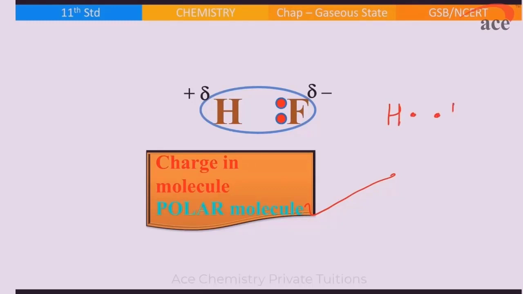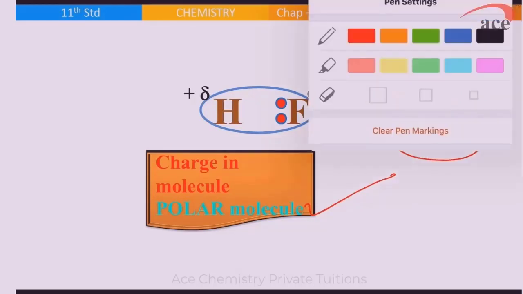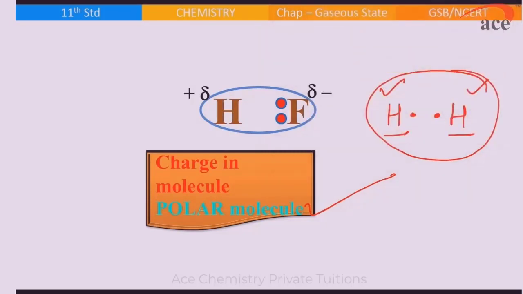Let's check this. Two hydrogen atoms. Both are equally giving 1 electron. Here also it's a covalent bond. But can any one of them pull? No. Can any one of them push? No. They will equally keep it at the center. So such molecules have no charge. Means such a molecule will be non-polar. Are you all getting it? Such a molecule will be non-polar. Okay?